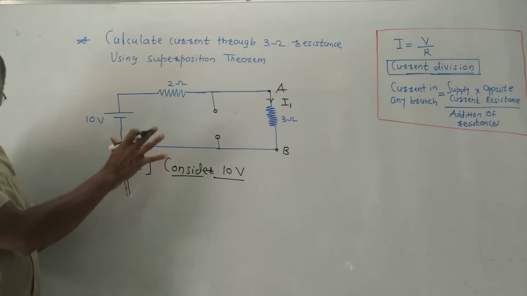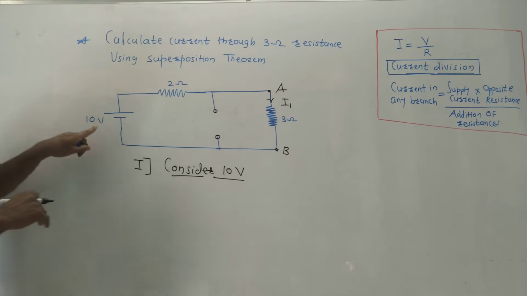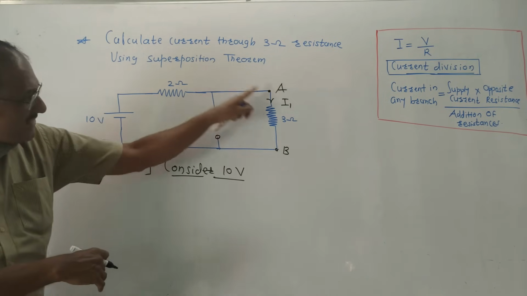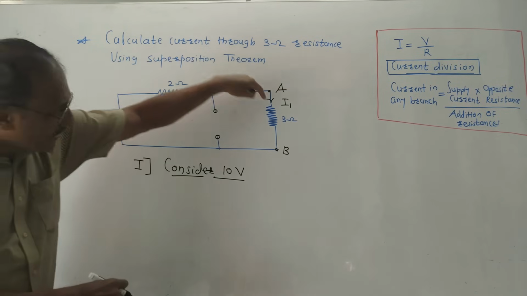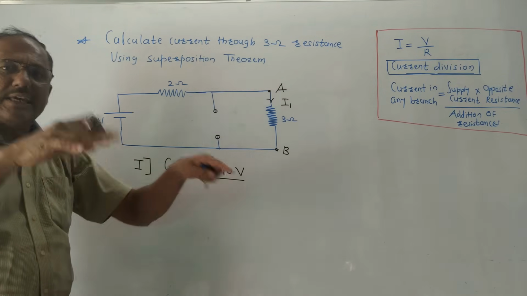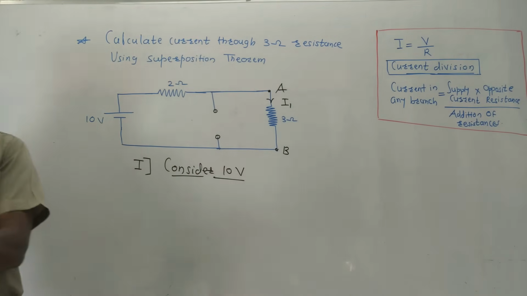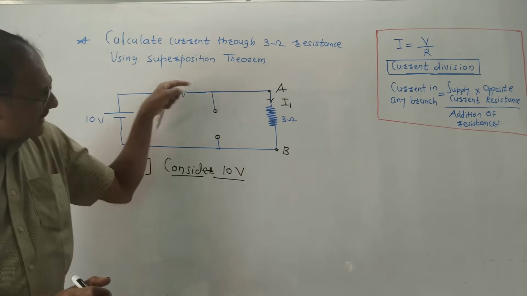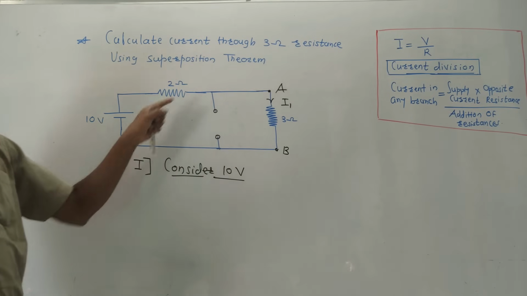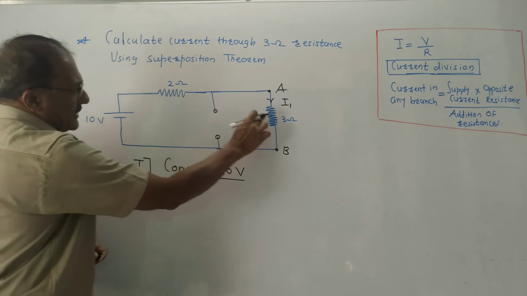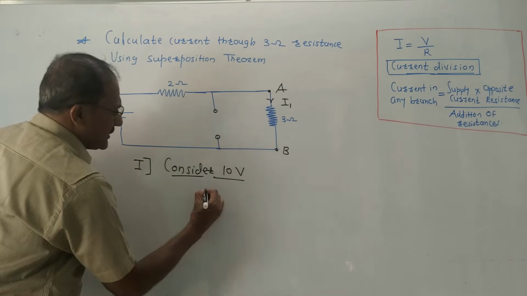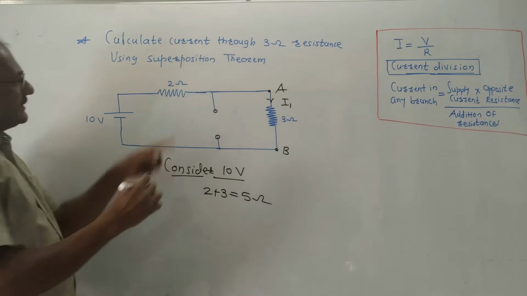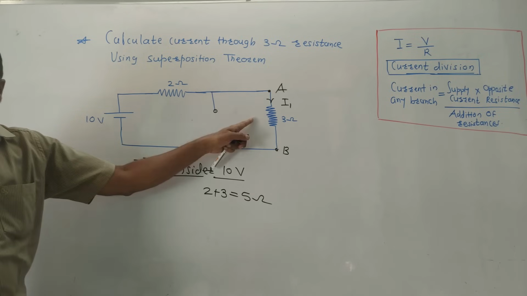Now the network is pretty simple. One voltage source is there and two resistances are there, one after the other. These two resistors are said to be in series. Very simple trick: if resistors are connected one after the other in the same wire, they are said to be in series. So these two resistors are in series. So resistance becomes 2 plus 3, that is equal to 5 ohm. This is the value of total resistance in the circuit.